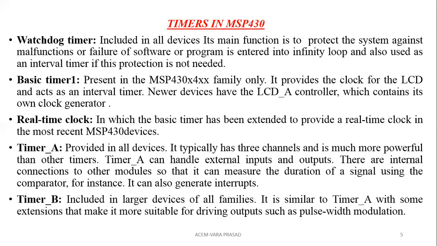Come to timer B. Timer B has the same features as timer A. Whatever features we studied in timer A, the same features are available in timer B. In addition to that, timer B is used to generate pulse width modulation, that is PWM generation. So we'll study them one by one.